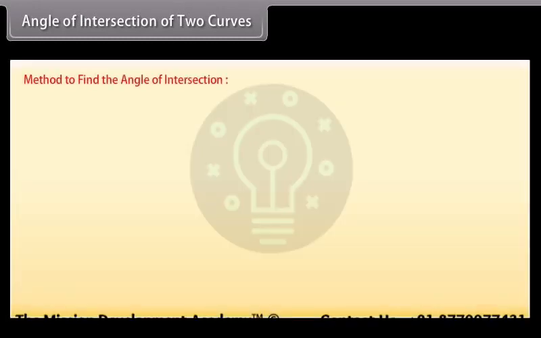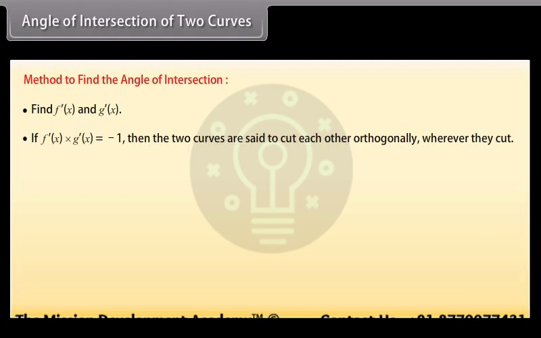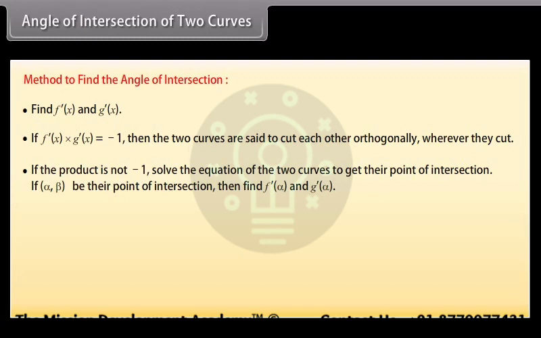Method to find the angle of intersection. Find f'(x) and g'(x). If f'(x) into g'(x) is equal to minus 1, then the two curves are said to cut each other orthogonally wherever they cut. If the product is not minus 1, solve the equations of the two curves to get their point of intersection. If (alpha, beta) is their point of intersection, then find f'(alpha) and g'(alpha). Let m1 equal f'(alpha) and m2 equal g'(alpha).